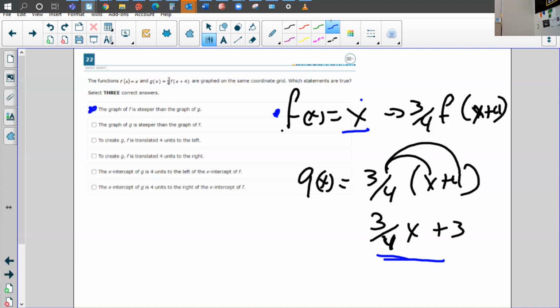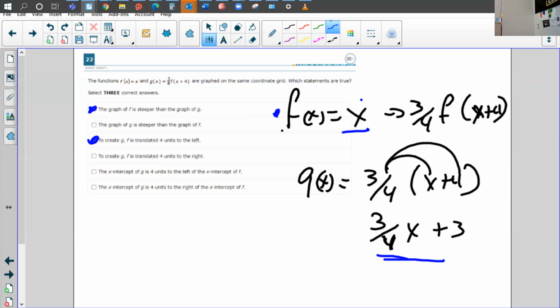And then to create g, f is translated 4 units to the left. Is that correct? All right, we have x plus 4. That's a new function, x plus 4. What does x plus 4 tell you? Remember, the plus 4 tells you that the graph shifts to the left. So yes, g is created by translating f 4 units to the left. So that's correct.